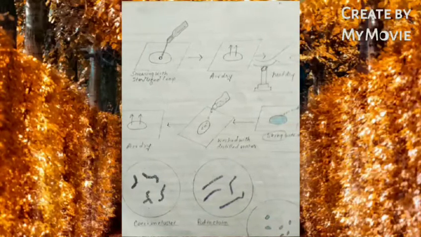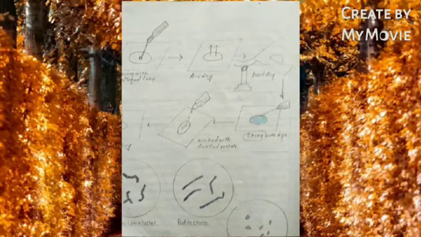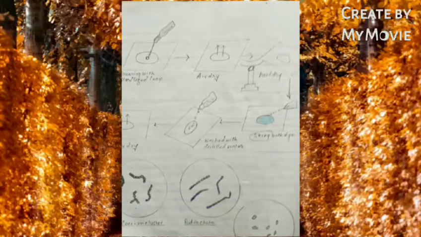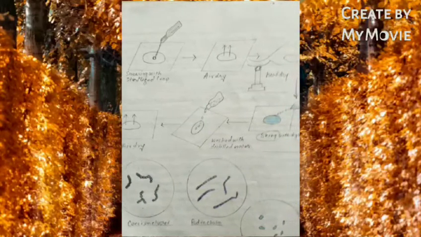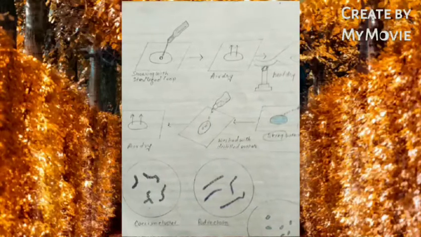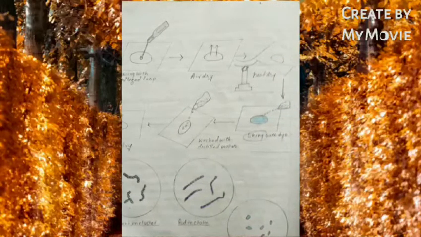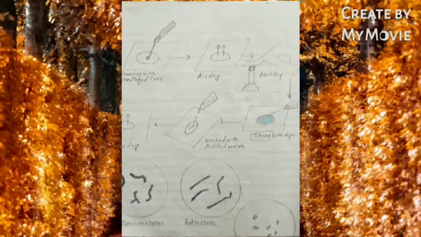Apparatus required are glass slide, inoculating loop, Bunsen burner, and microscope. Chemicals required are suspension, methylene blue or crystal violet, and oil for immersion.